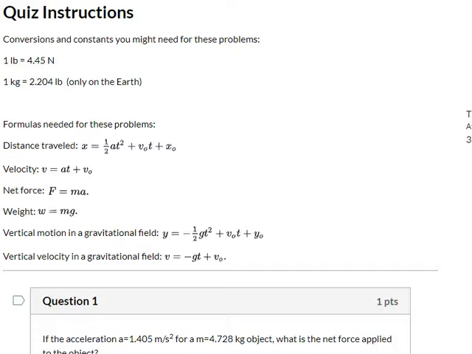This is the walkthrough for homework 3. We have our equations at the beginning. We have 1 pound is 4.45 newtons. That's a conversion factor. And 1 kilogram is 2.204 pounds, but this only applies on Earth. The reason is kilograms is actually mass and pounds are force. So this conversion factor has the acceleration of gravity on the Earth built into it.